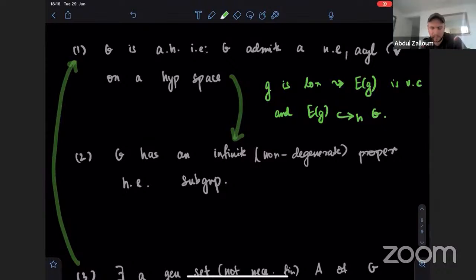loxodromic element, you have this quasi-geodesic axis in your space along which your group element acts. And what you do is you take the stabilizers of the endpoints at infinity of this quasi-geodesic. So this quasi-geodesic defines a g plus infinity and a g minus infinity. And the elementary subgroup is all the elements of the group that stabilize these g plus or minus infinity.